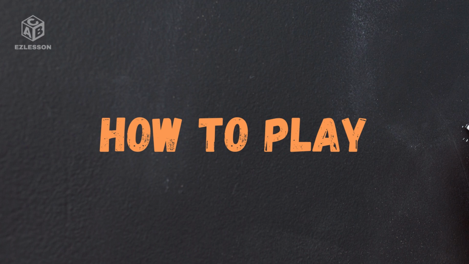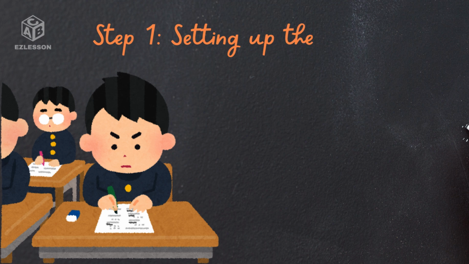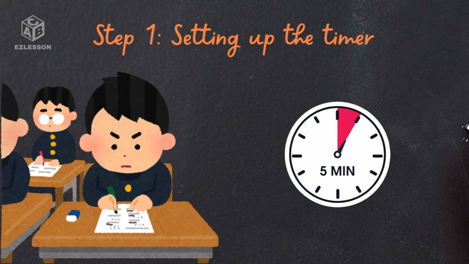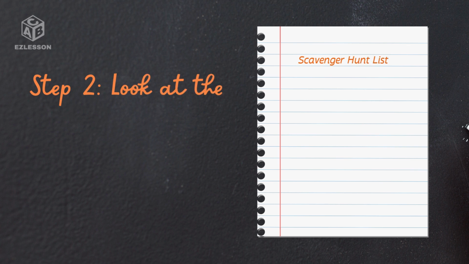Now, let's go over how to play. First, after handing out a printed text, teachers set up the timer for 3 to 5 minutes. Students read the passage carefully. Second, students check their scavenger hunt list to see what they need to find.